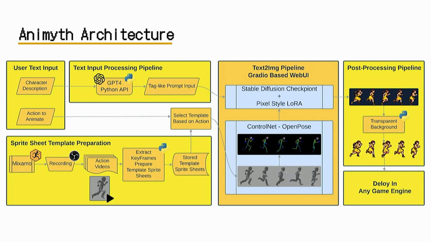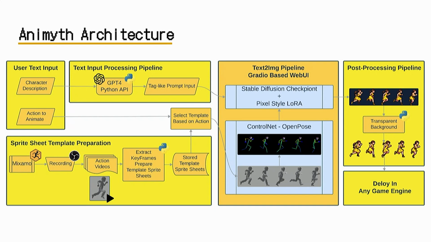Animyth's architecture begins from user text input. The character description is transformed to a tag-like prompt by GPT-4. The action word helps to select the sprite sheet template derived from the maximal animation keyframes. The tag-like prompt is then processed by the Stable Diffusion checkpoint with the pixel style LoRA, and that block takes care of the text-to-image generation.